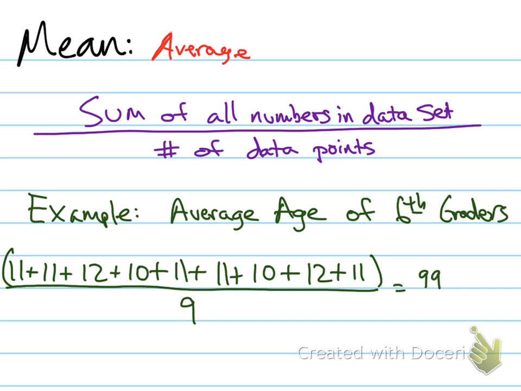So I've added up all those numbers, and I see that that's equal to 99. Then I'm going to just divide that by those 9 numbers in the data set, and I would determine that 11 years old was the average age of 6th graders. Now, in this particular list, you probably could have looked and seen that without even doing any of this math. This becomes more helpful the more numbers that you have in your data set.